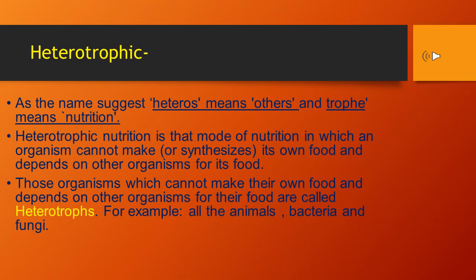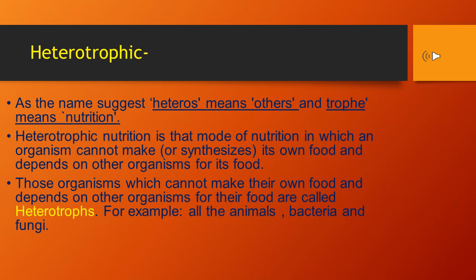Heterotrophic mode of nutrition. The term heterotrophic is made up of two simple words, that is hetero and troph. Hetero means different or others and troph means nutrition. So kids, that mode of nutrition in which an organism can't make its own food and depends on other organisms for its food is known as heterotrophic mode of nutrition. Such organisms which depend on autotrophs or others for their food requirement are known as heterotrophs.